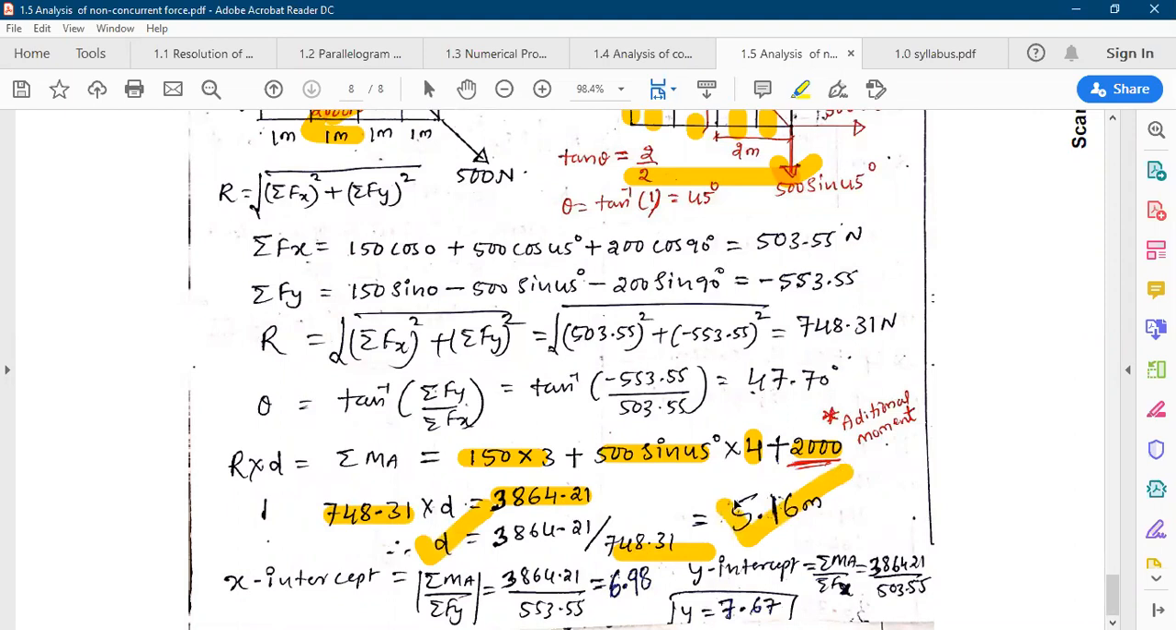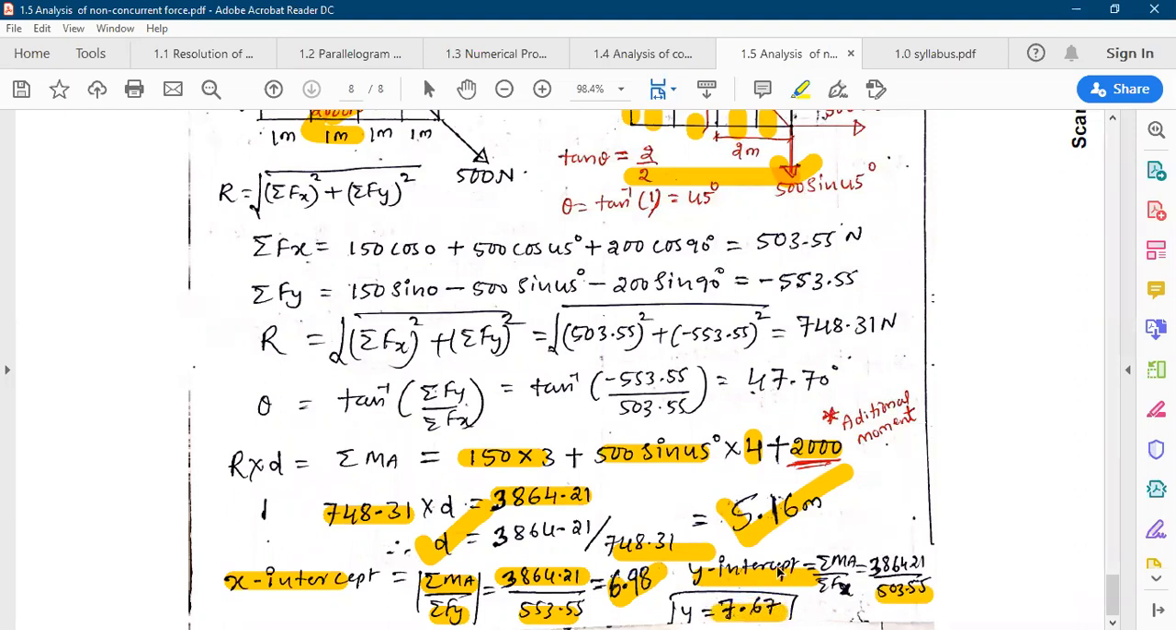So this is how we can calculate the distance of the resultant from a particular point A. Now calculate the x-intercept and y-intercept. Mod sigma MA divided by sigma Fy: MA is 3864.21 divided by sigma Fy, so that will give 6.98. Similarly, mod sigma MA divided by sigma Fx, so this is 3864.21 divided by 503.55. So this will give the y-intercept as 7.67.